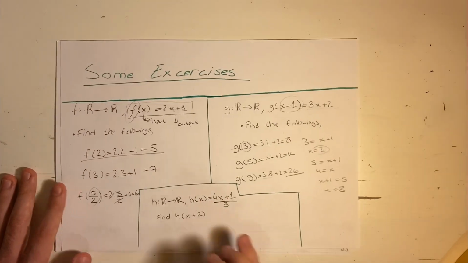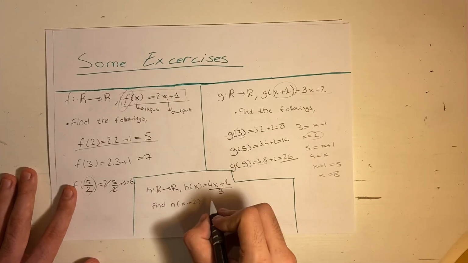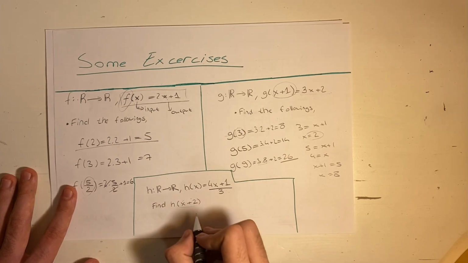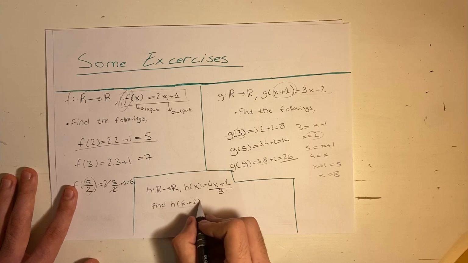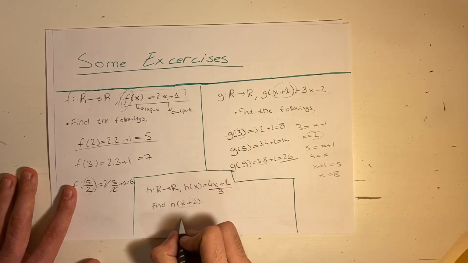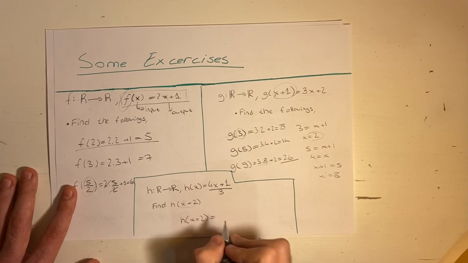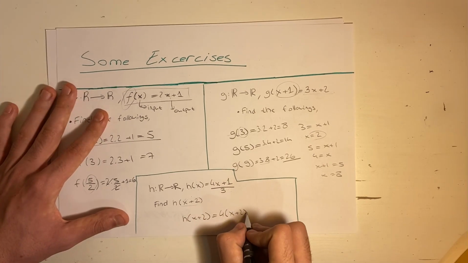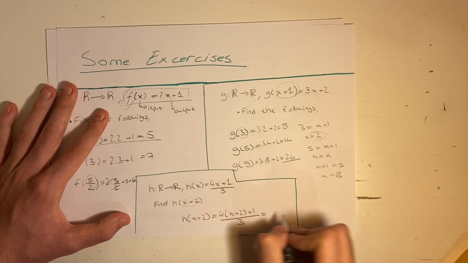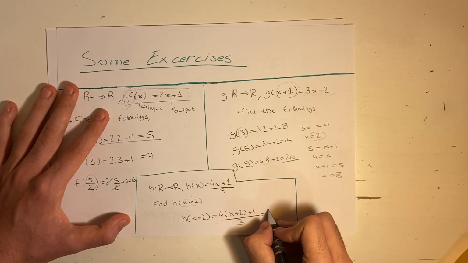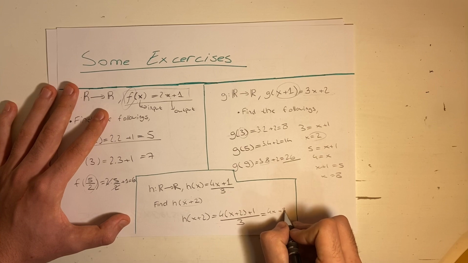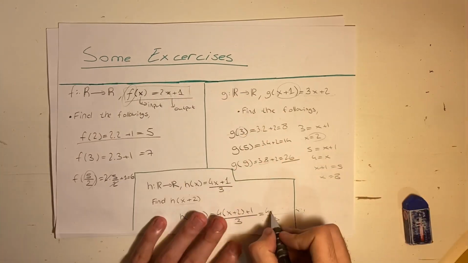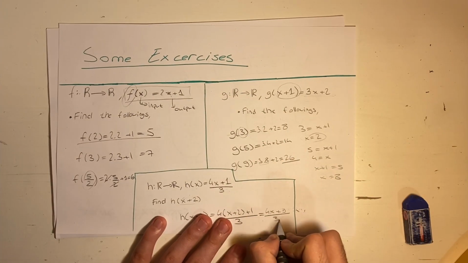Okay, the last question here. They want us to find the function at x plus 2. So we need to substitute x plus 2 instead of x. So here, 4 times x plus 2, plus 1, over 3. That is 4x plus 8 plus 1, over 3. So here it will be 4x plus 9 over 3. This is our answer.